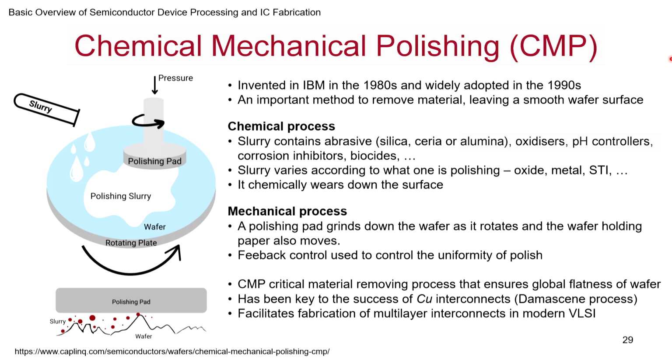CMP is critical for material removing process and ensuring global flatness in the wafer. That's important, because as the dimensions are becoming smaller and we are going to lithography with smaller wavelength, depth of focus is an issue. So you have to get this flatness.